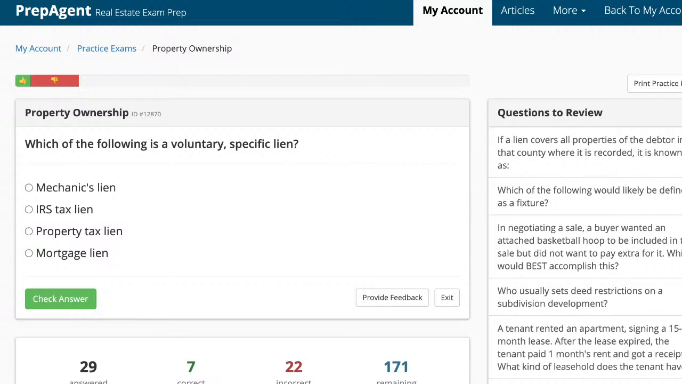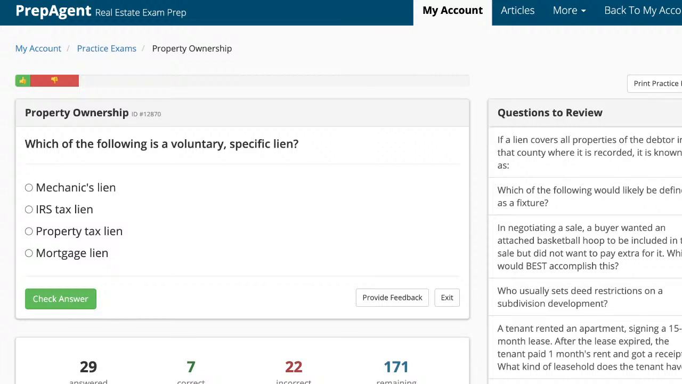My question to you guys is, is a trade fixture personal or real property? What do you guys think? A trade fixture would be considered personal property because it goes with that person's business.